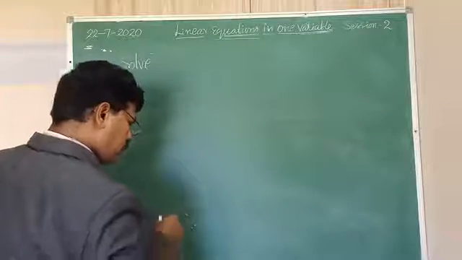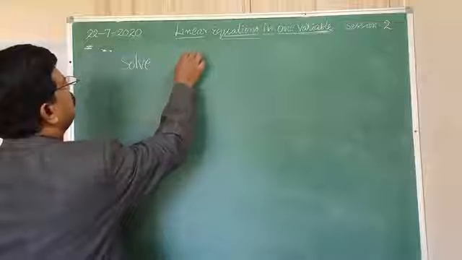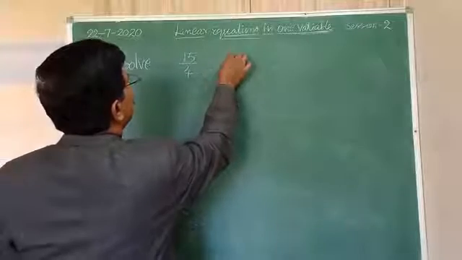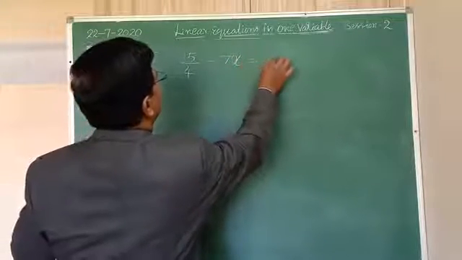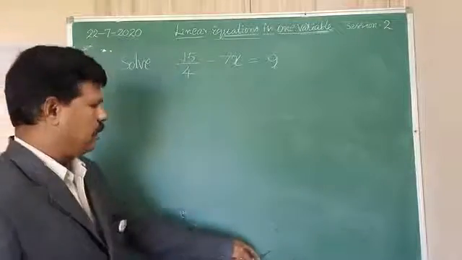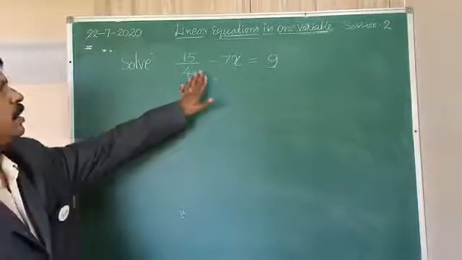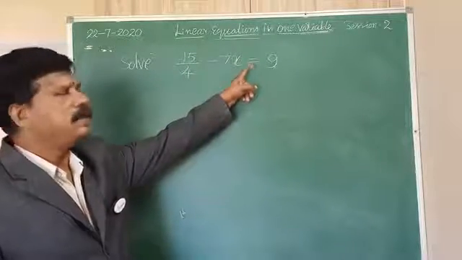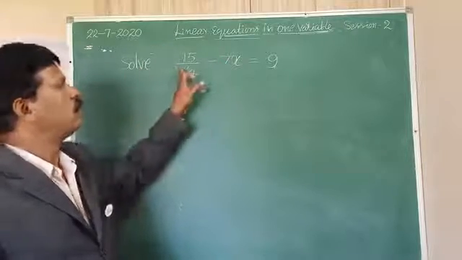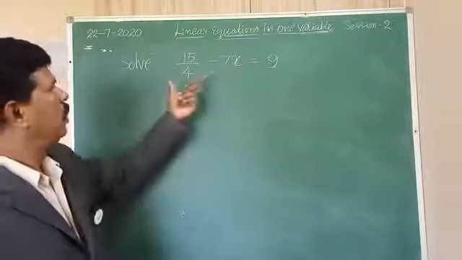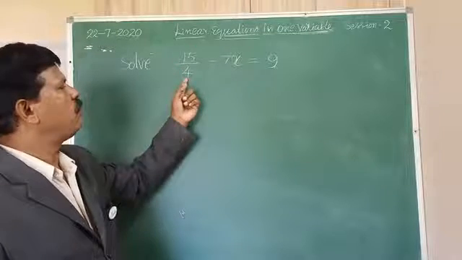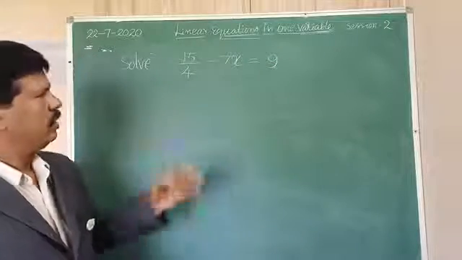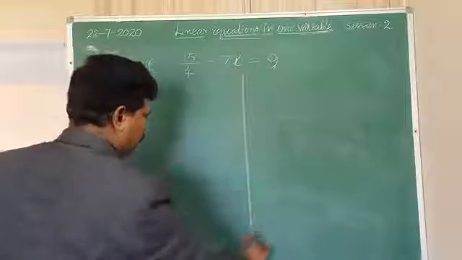Solve 15 by 4 minus 7x is equal to 9. So, this is a linear equation. See, here is a linear equation which has one variable and an equal sign. The variable power is 1. Therefore, this is called a linear equation. Now, its left hand side is 15 by 4 minus 7x and 9 is the right hand side.